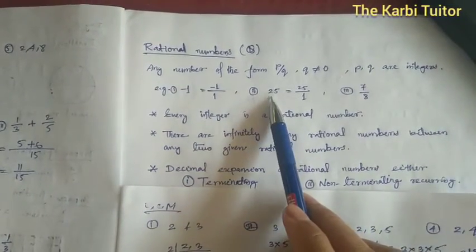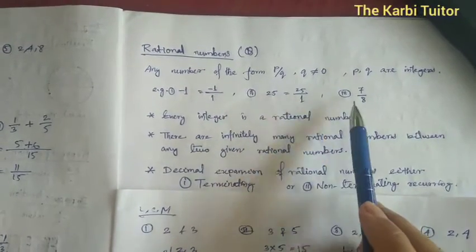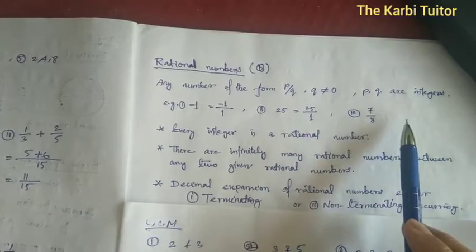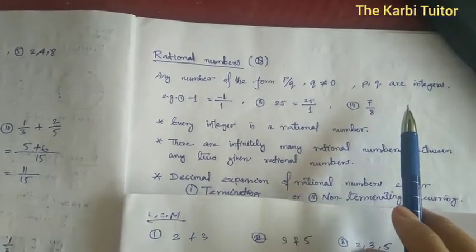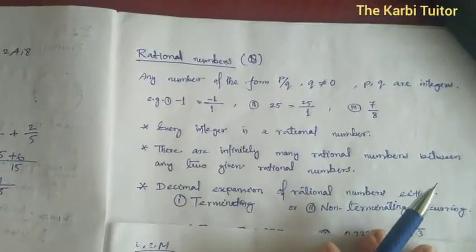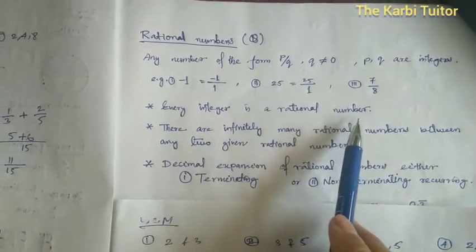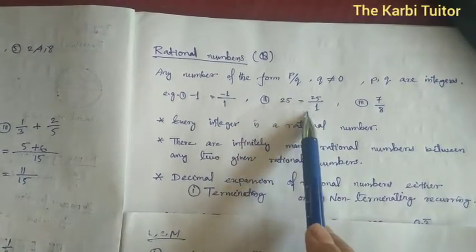Then 25 we can express as 25 by 1, then 7 by 8, 2 by 3. Okay, so these are rational numbers. Every integer is a rational number. Why? Because every integer can be expressed in the form like this.